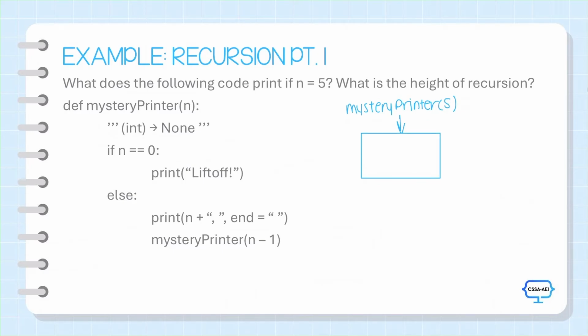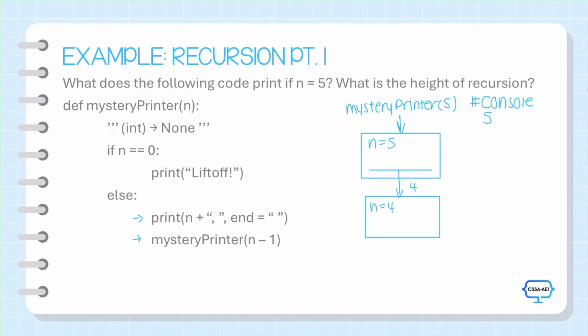So right now we have n equal to 5. Now that we're in our function, is n equal to 0? No. So we're going to print n, and then we're going to call mystery printer again. Okay? So let's print n. So we're going to print out 5. Okay, and then we're going to call mystery printer 4. Mystery printer n minus 1.